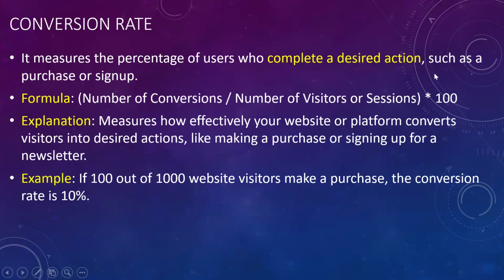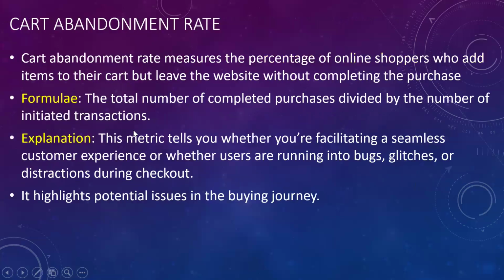So the actions include purchases or sign-ups. This is the formula. It measures how effectively our website or platform converts visitors into desired actions like making a purchase or signing up for a newsletter. Then cart abandonment rate. Cart abandonment rate measures the percentage of online shoppers who add items to their cart but leave the website without completing the purchase. And so this is the formula.